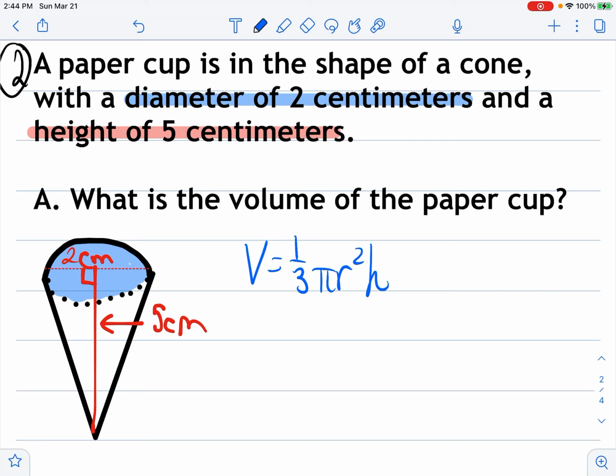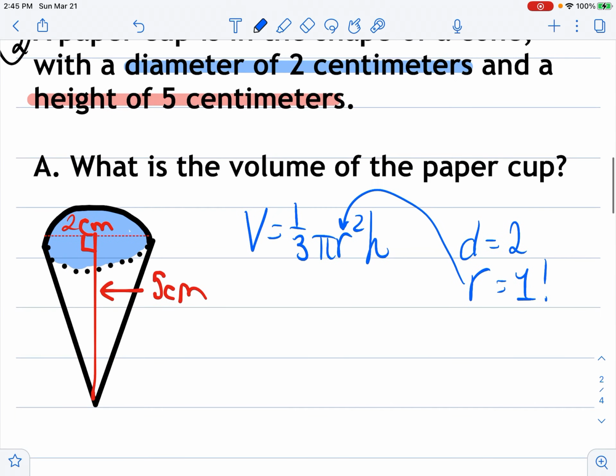Okay, now before I start plugging in, I have to remember that I was given a diameter, and I need a radius. So if my diameter is 2 centimeters, that means my radius is 1 centimeter. And that's the number that goes in for r in my formula. Don't forget that little trick. All right, let's start plugging in numbers.